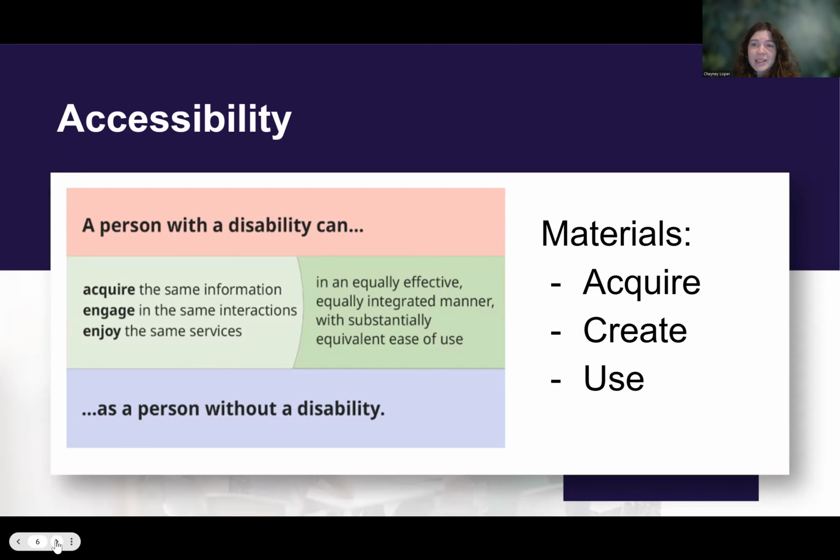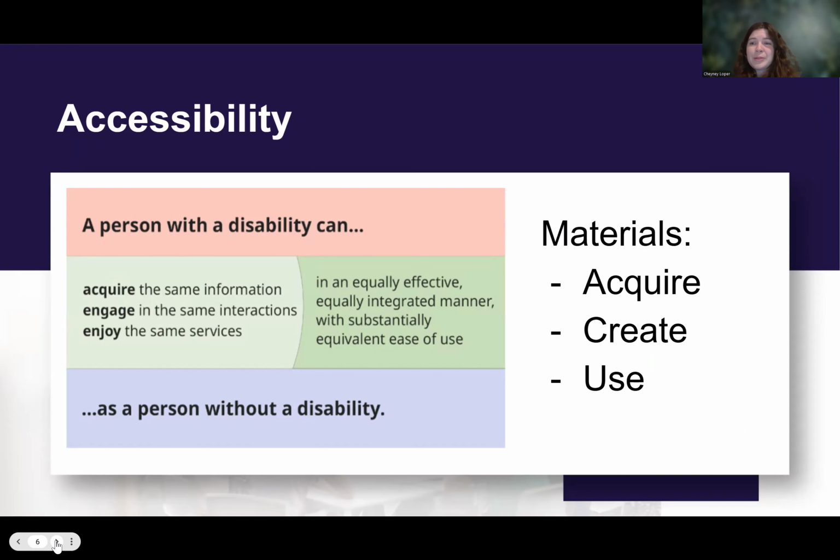As a reminder, accessibility does not only mean availability. CAS claims that a person with a disability can acquire the same information, engage in the same interactions, enjoy the same services in an equally effective, equally integrated manner with substantially equivalent ease of use as a person without a disability.